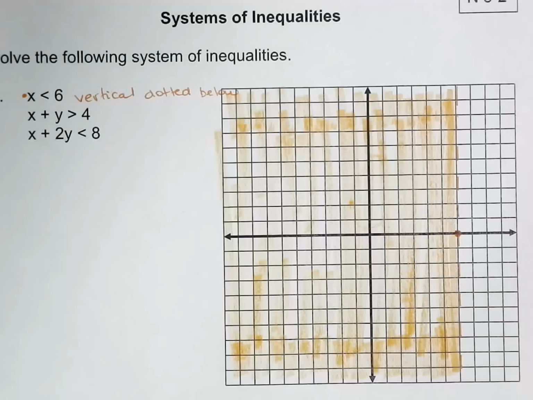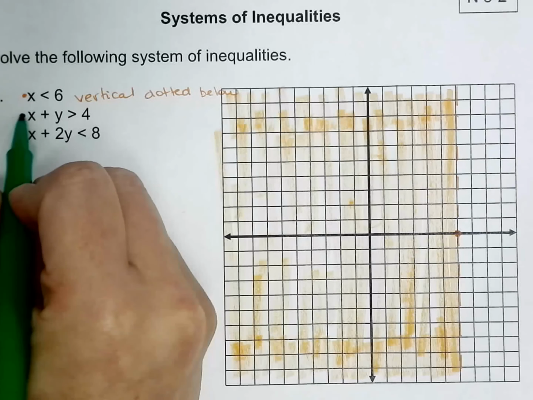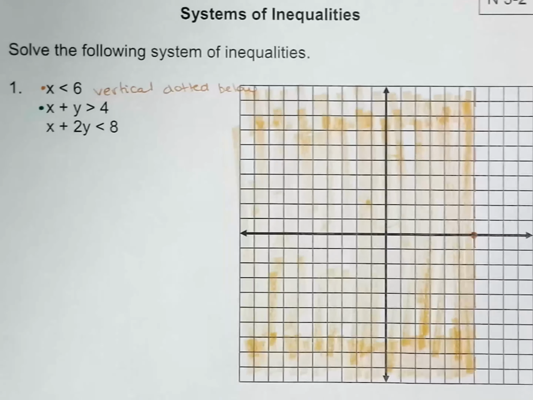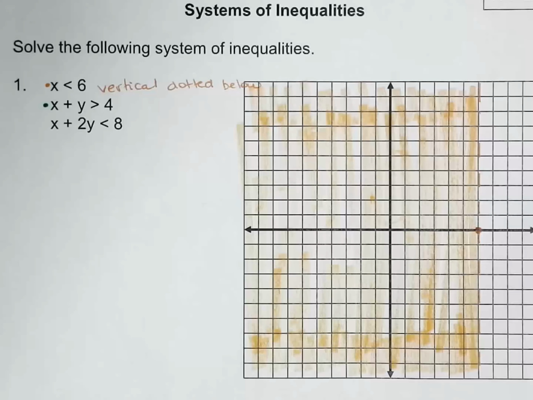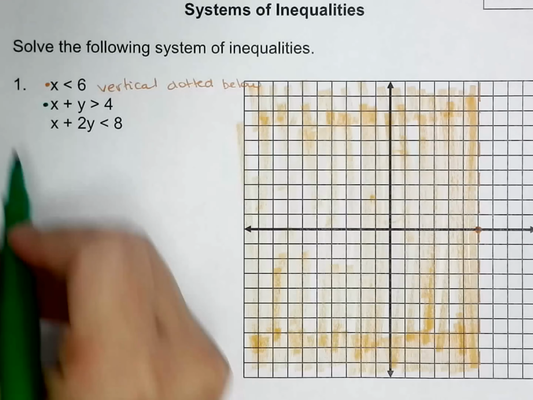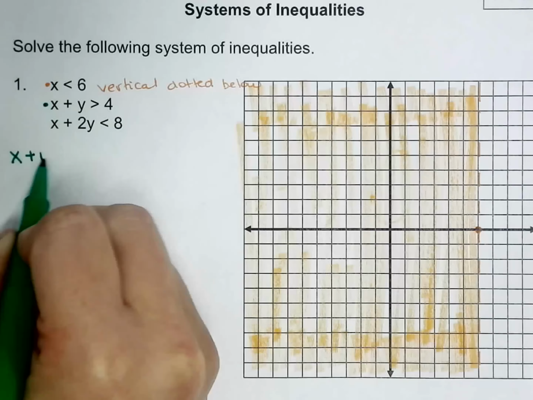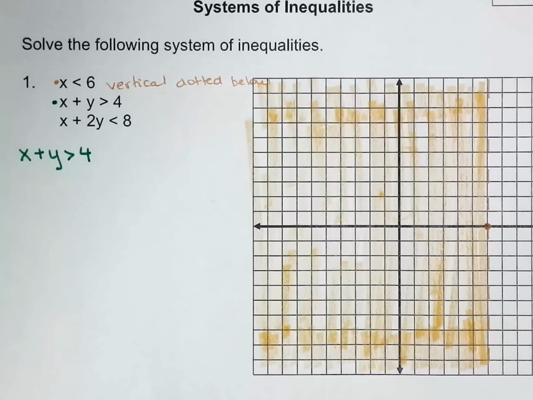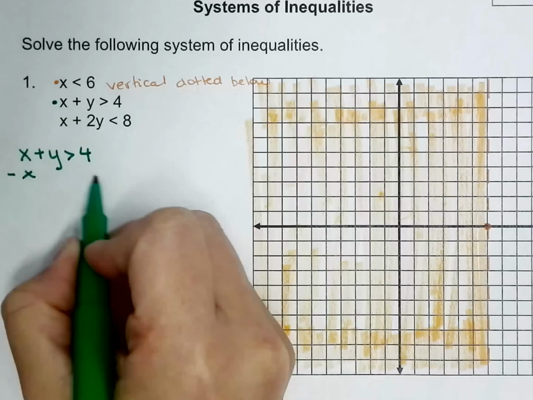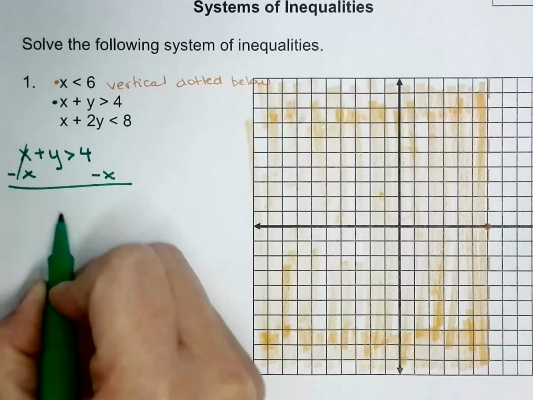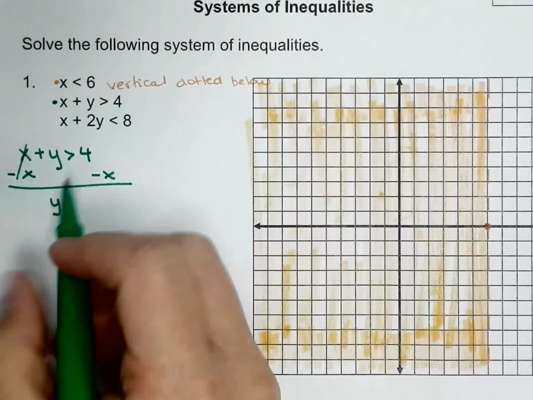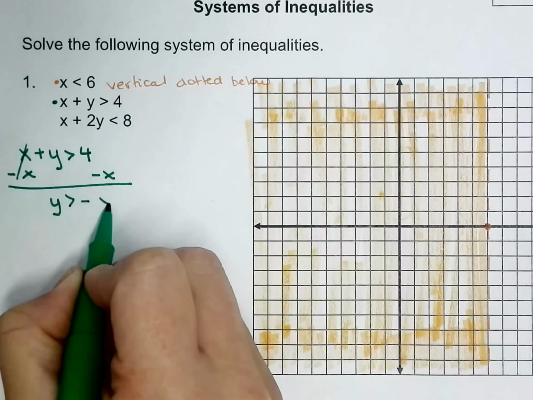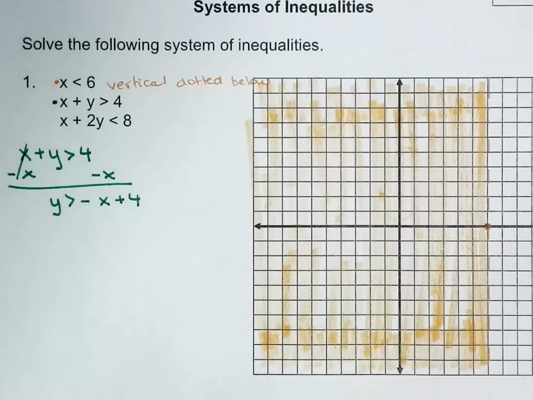Okay. Now the next one, I want to use green, and that's going to be this one. But it's not in y equals mx plus b form yet, so it's not ready to be graphed. So right here off to the side, I'm going to put that in slope-intercept form so I can easily graph. So minus x on both sides, that will leave me just y is greater than negative x plus 4.